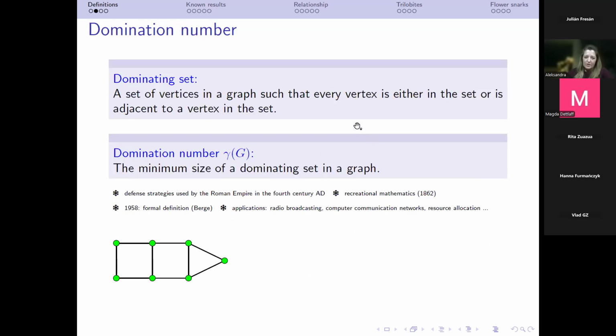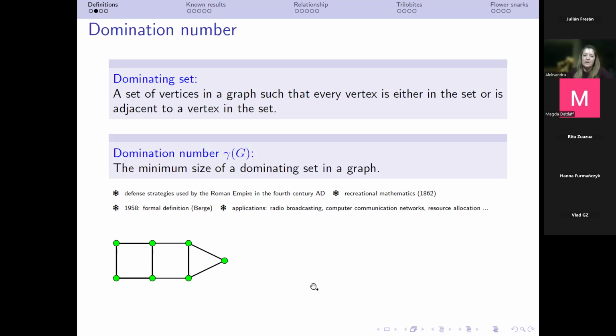Well, we have heard the definition of a dominating set many times probably, but just in case, let me repeat it. A set of vertices in a graph is a dominating set if every vertex is either in the set or is adjacent to a vertex in the set. So of course, this set of green vertices is dominating, but it's not really an interesting one because in domination, we are interested in the minimum size of a dominating set.